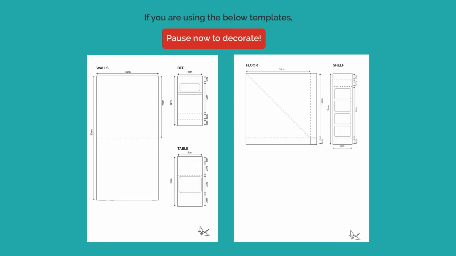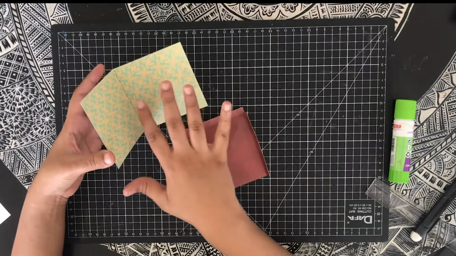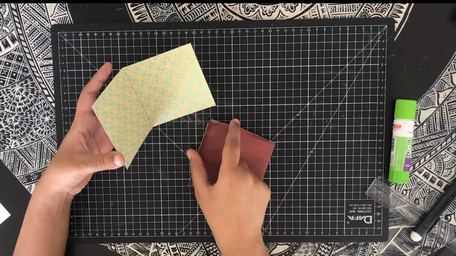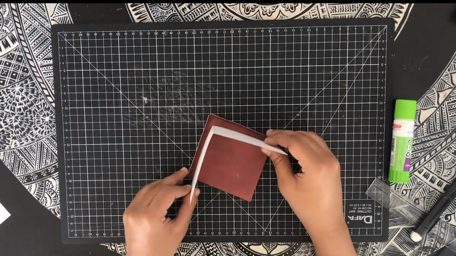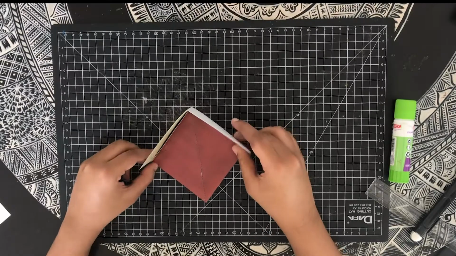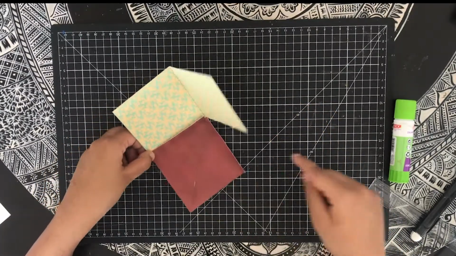If you're making your own, if you're working with a plain template and you want to decorate your wall and your floor, pause this video here so that you can finish decorating your wall and floor and then move on to sticking them together. So once we're done, we're going to be sticking the wall and the floor together such that the flaps on the two sides of the wall will come and stick to the two sides of the floor. You can either stick it inside or outside depending on what kind of finish you want, whether you want this to be seen or not.